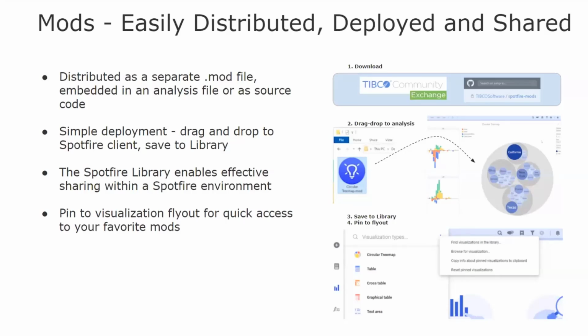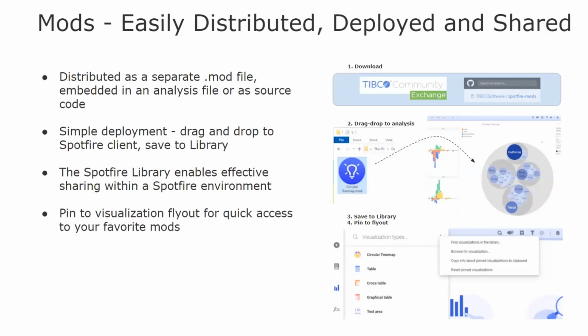Developers can go to the Spotfire mods GitHub repository to find a number of source code projects that they can use as templates. To start using a mod, you can simply drop the mod file to the Spotfire client. It can then be used directly in your analysis. By saving the mod to the library, you can reuse the mod in other analyses and share it with other users.